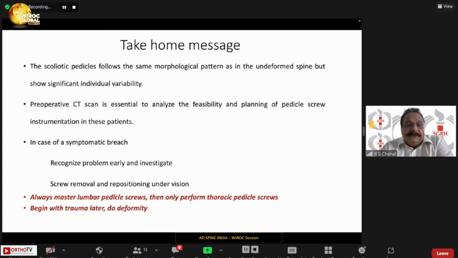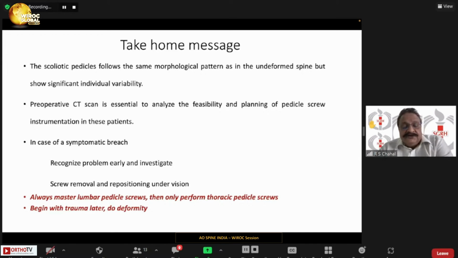In case of a symptomatic breach, recognize the problem early and investigate. Most of us, when the patient says leg pain postoperatively, tend to give him some steroid, some painkiller, gabapentin, and send him home. That should not be. Please investigate him. Otherwise it will become another person's complication and not yours, so he'll definitely be after your life.